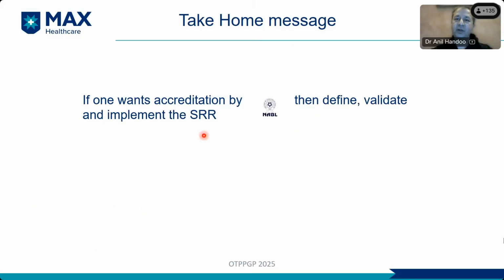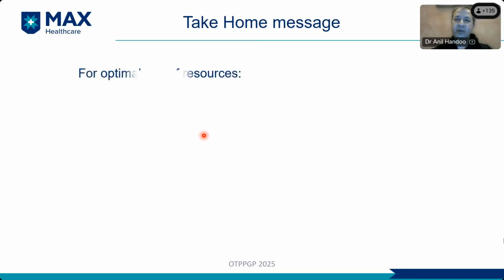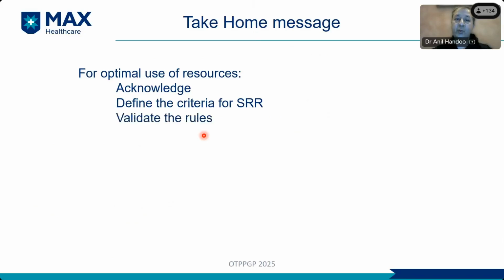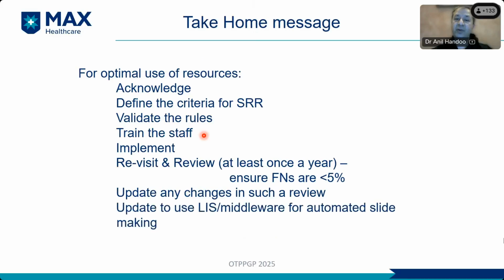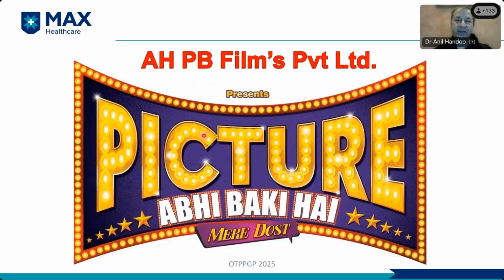But that's not the only message I want to give. We must remember, for optimal use of resources, we need to acknowledge that this needs to be done. We need to define our slide review rules. We need to validate them. We need to train the staff, implement, revisit at least once in a year, and ensure that the false negative rates are less than 5%, update any changes in such review, update use of LIMS and middleware for automated slides.